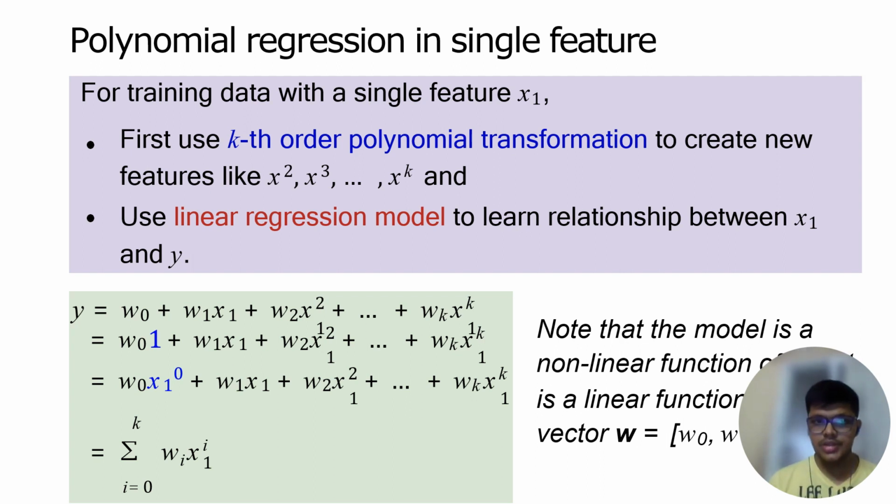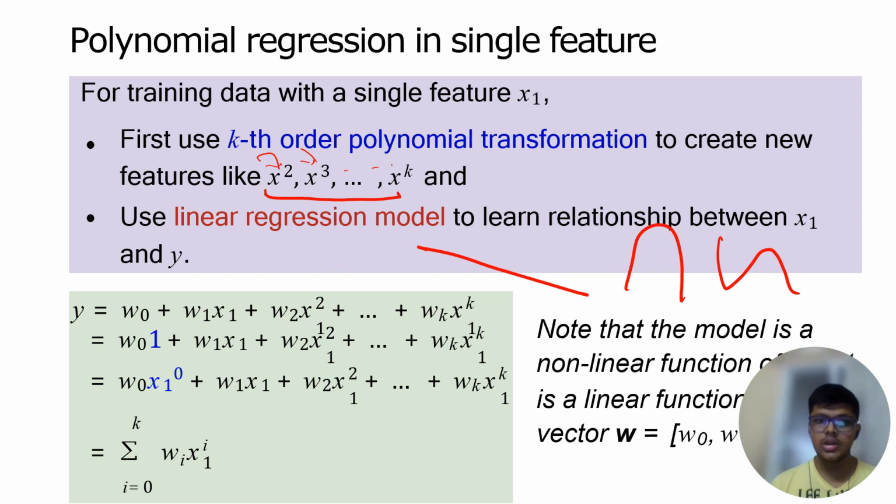We first use a kth order polynomial transformation to create new features of the same original feature we have. So here, x is converted to x square, x cube, and so on. If our model was earlier a linear model, now if it is a 2-degree model, we have something like this. For a 3-degree model, we have something like this, and so on. As I again mentioned before, here our function is still linear in weights and non-linear in our feature.